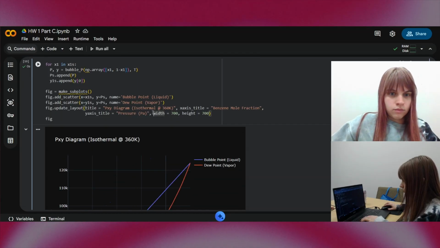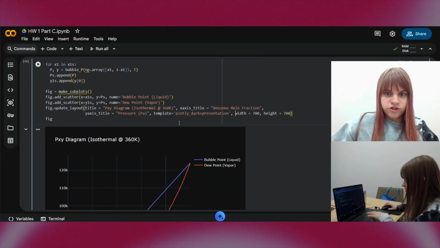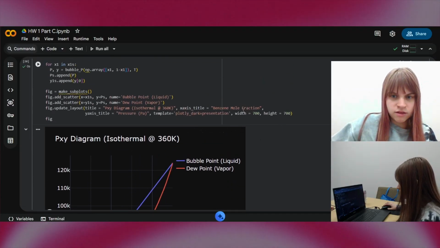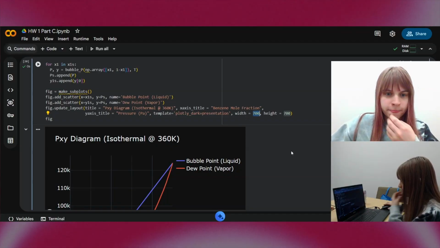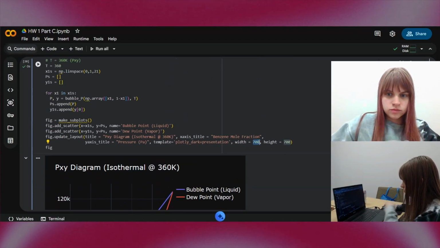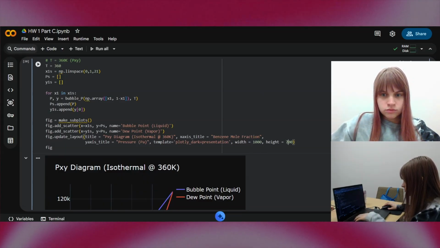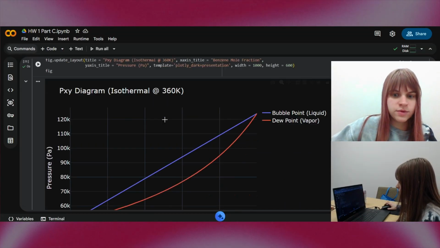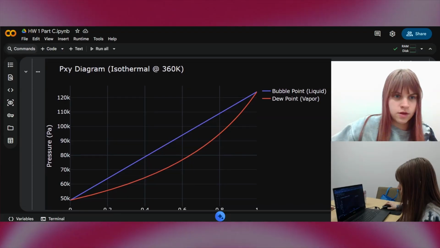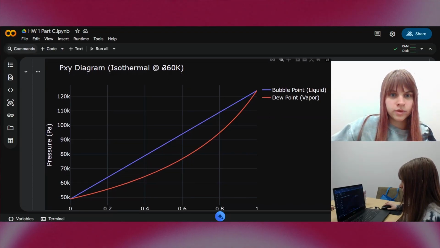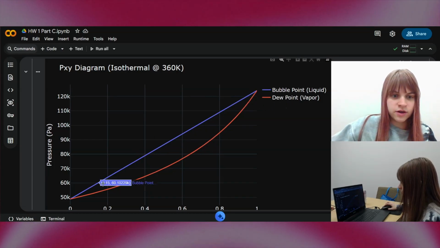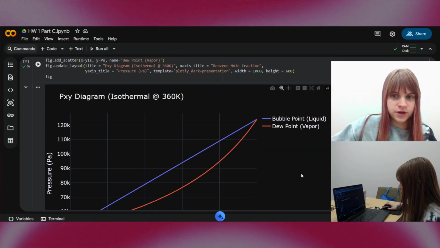There we go. I'm also going to change the appearance so that it's a little easier to read. And let's make this a little bit wider, and see what that looks like. Okay, so we have our PXY diagram at a constant temperature. This is our bubble point curve, and this is our dew point curve. And it looks pretty good.